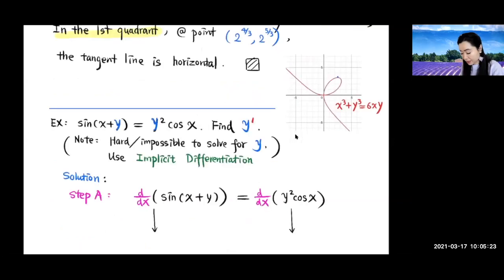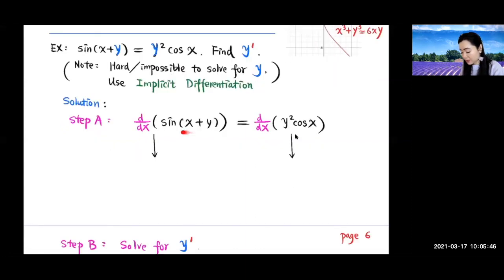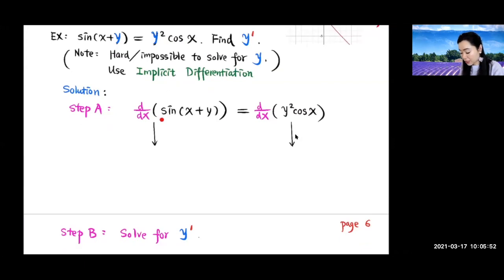Now the second example here. This equation is impossible to solve for y. They actually have this transcendental function mixed with an algebraic function. So to find y prime, we want to use implicit differentiation. So differentiate both sides with respect to x. That's the first step.